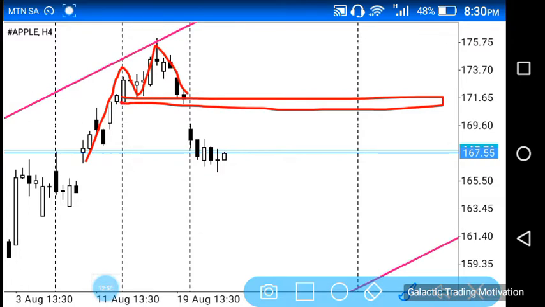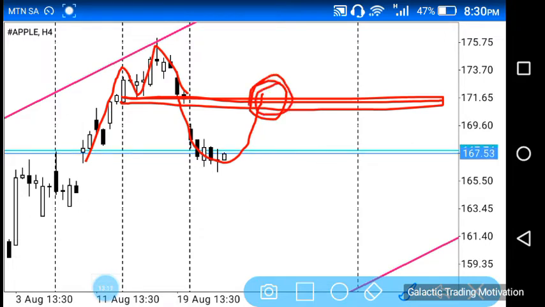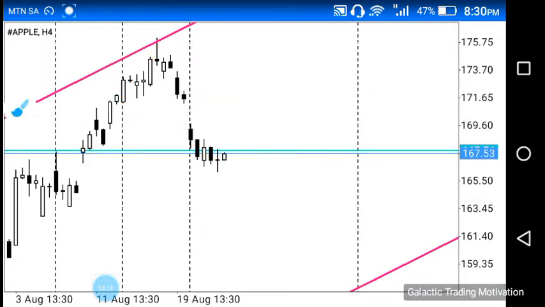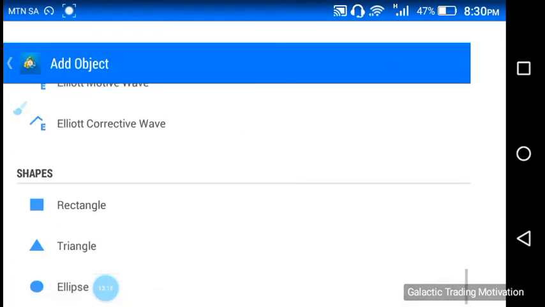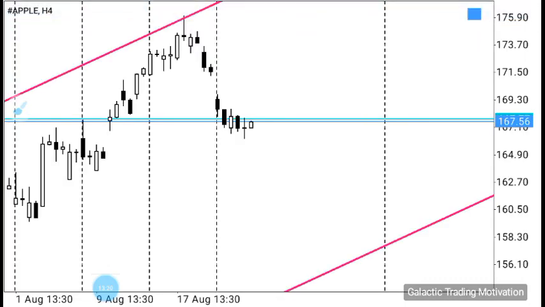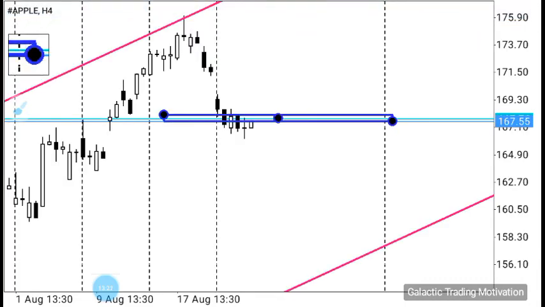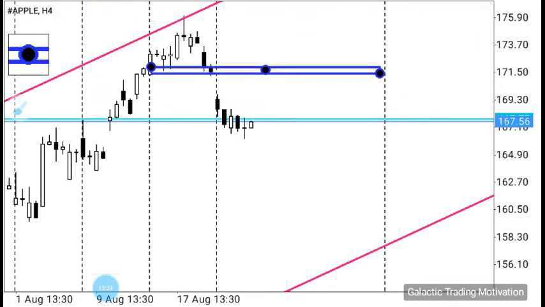So we should be, in my humble opinion, looking for selling opportunities at this point. Should price come to the neckline to test it, right? Should price come to this level, I think we should be looking for selling opportunities. In fact, I'm just going to add a neckline to that structure. Just bear with me while I do so. So there goes my neckline.